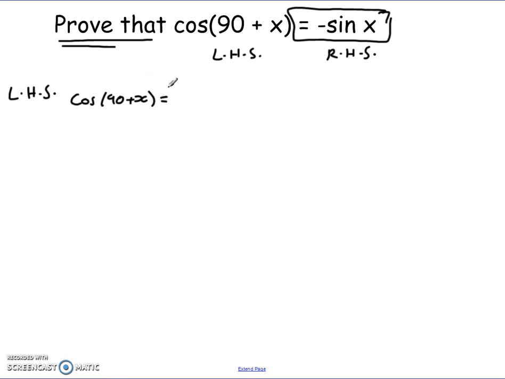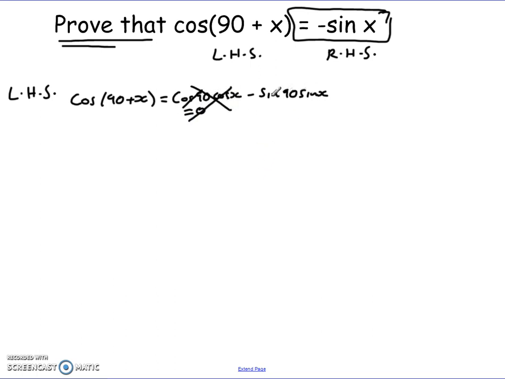So cos of 90 plus x is the same as our cos of a plus b one. So in this case, I'd get cos 90 cos x minus sine 90 sine x. Now the x's we can't do a value for, but we know what cos 90 and sine 90 are. So that means that we can work with those. Cos 90 is 0. So that means I've got 0 times cos x, which means that whole term just vanishes.